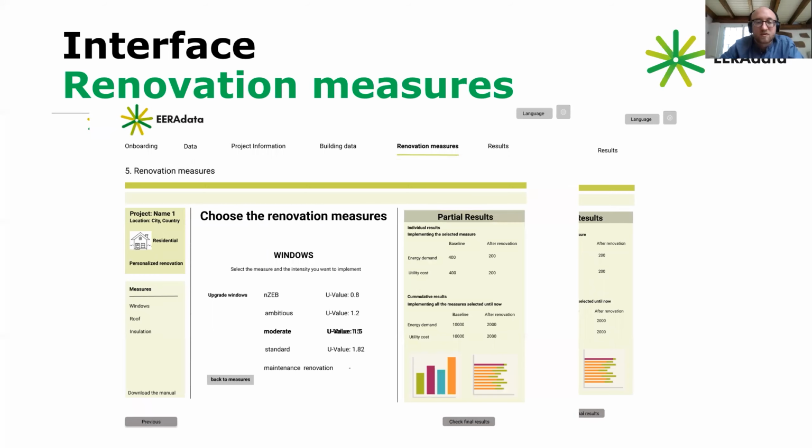For example, here we want to exchange the windows and we want to have a moderate standard on it. And then our tool knows the cost for it and the effects that it has on, for example, the indoor climate.